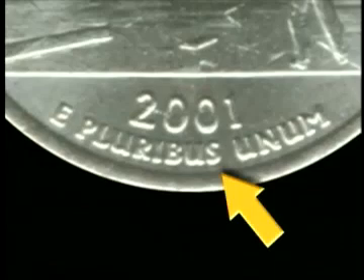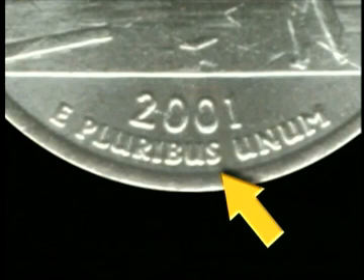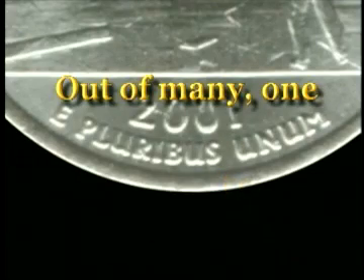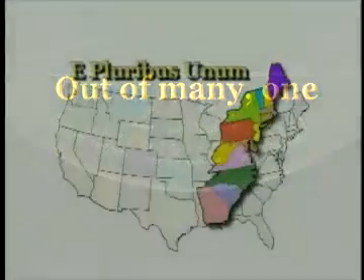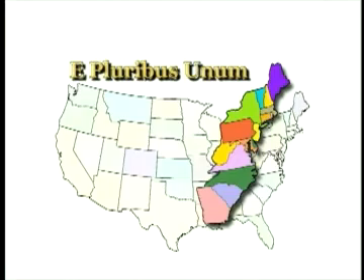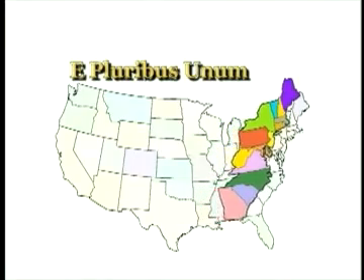Now, look at the other side of the quarter. What does it say? E pluribus. Good try. It says e pluribus unum, the Latin words for out of many, one. It means that out of the many 13 colonies, we became one country.